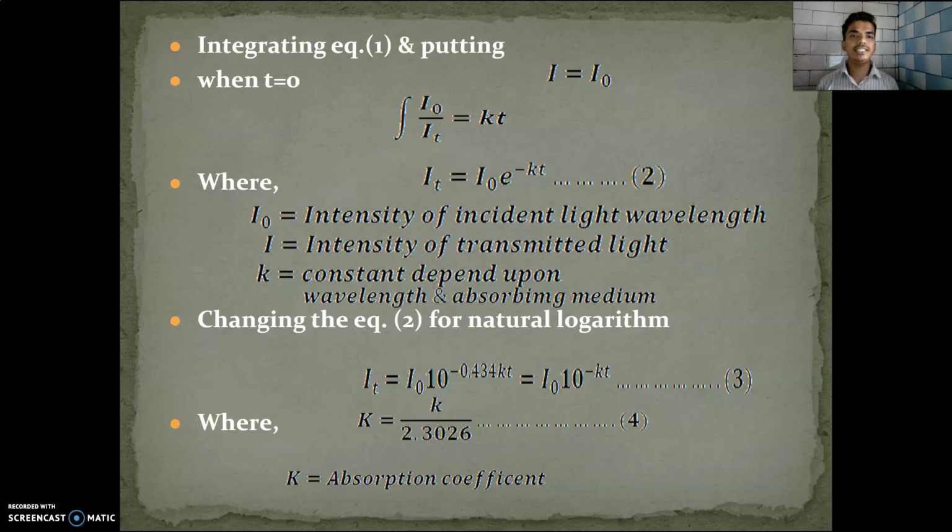Changing the second equation, we want to change it to the logarithm. So we take the logarithm of this equation. Taking log on both sides, it becomes It is equal to I0 10 raised to minus 0.434 kt, which is I0 10 raised to minus Kt, the third equation, where K is equal to small k upon 2.3036. So it is a solved equation for the logarithm. K is the absorption coefficient in this case.